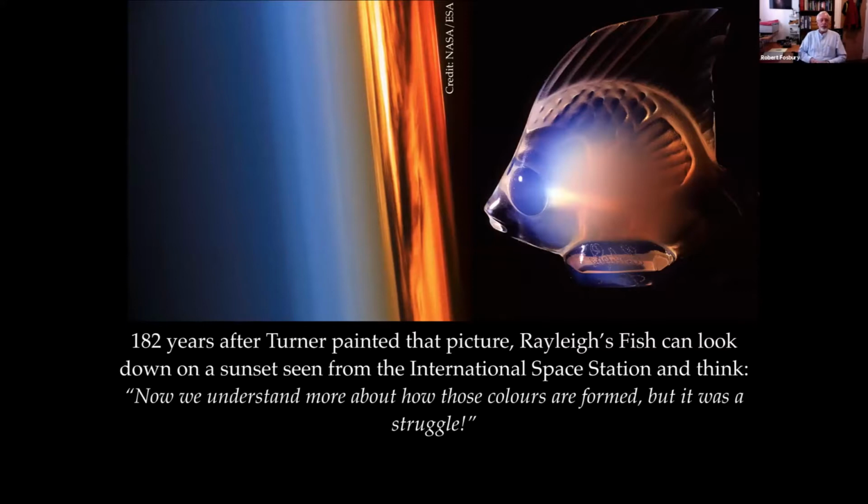Now, 182 years after Turner painted this picture, we have the luxury of looking down on twilights from the space station. And I hope you appreciate my reference to 2001: A Space Odyssey, but I have a fish called Rayleigh's fish, which I actually have in front of me here, which is a very good model of the scattering in the sky. And you can see the distribution of colors in the twilight sky here, mirrored in Rayleigh's fish.